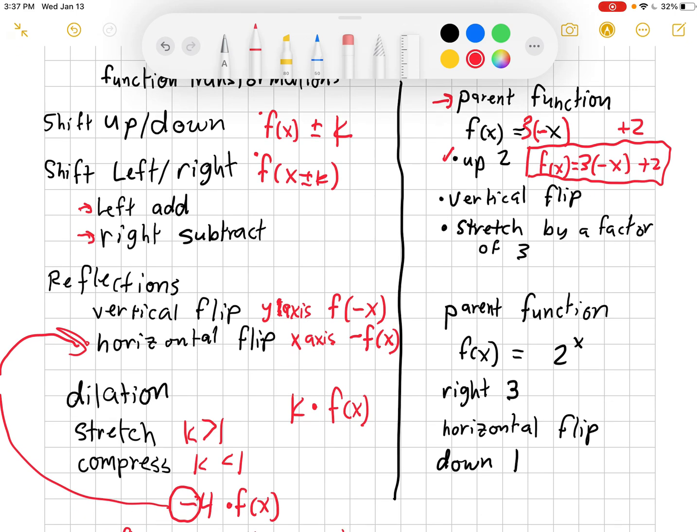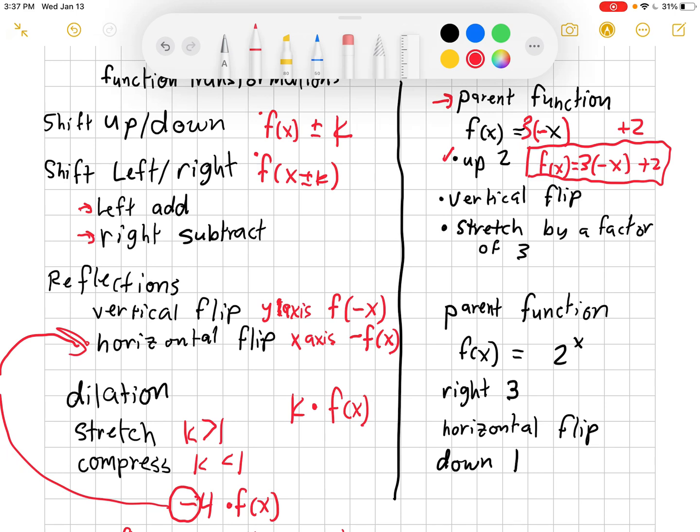We'll try another example. We have a parent function, f of x is equal to 2 to the x power. This is an exponential function. I'm noticing its growth pattern. We want to move it to the right 3, have a horizontal flip, and move it down 1. So, first, let's move it to the right 3.